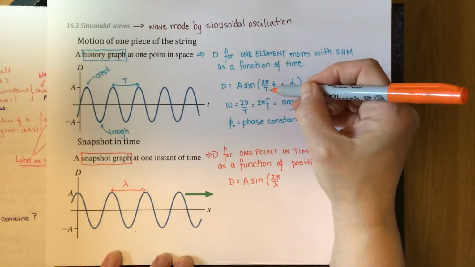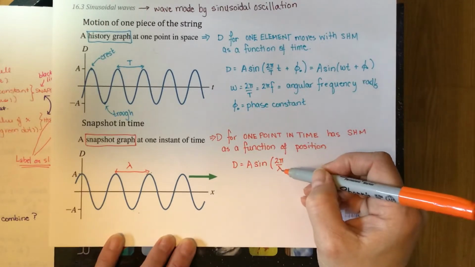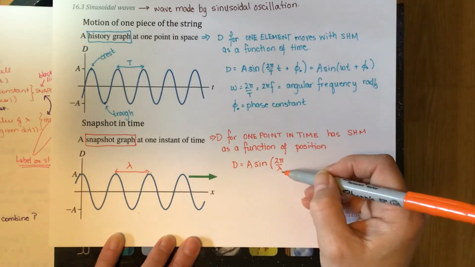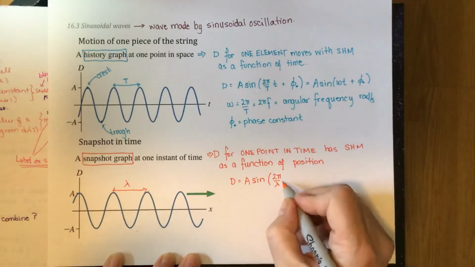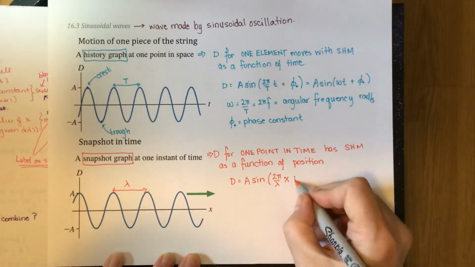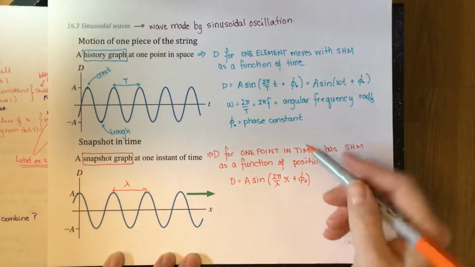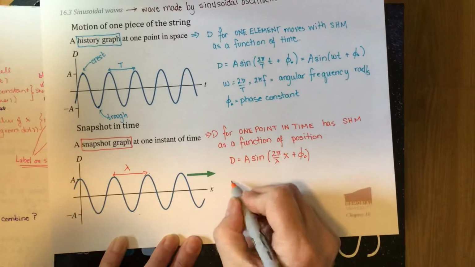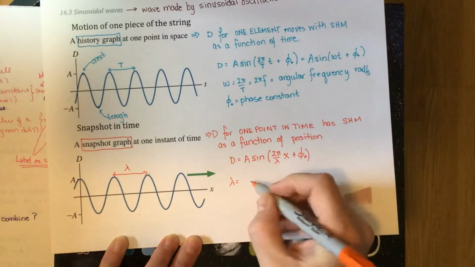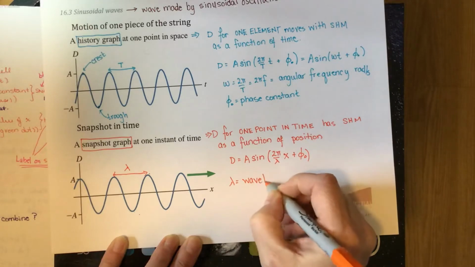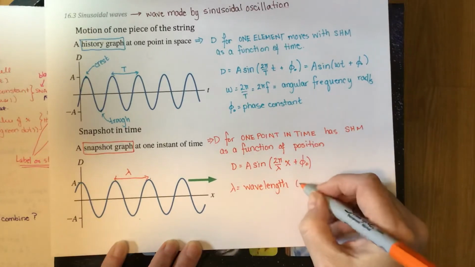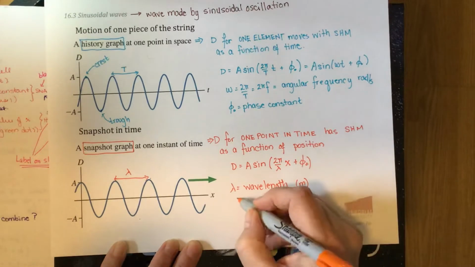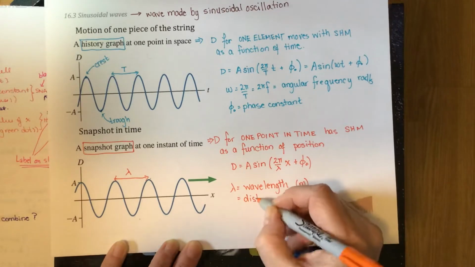Here, T is the period, the time to go from crest to crest for one point. Here, lambda is the distance to go from crest to crest at one time. So our sine function has a maximum value of A times sine of 2 pi over lambda. This varies with respect to position x, and it would still have the same phase constant. Let's write down our definition of lambda. Lambda is called the wavelength. It's a distance, so it's measured in meters, and it's the distance for one cycle, or the length of one cycle.